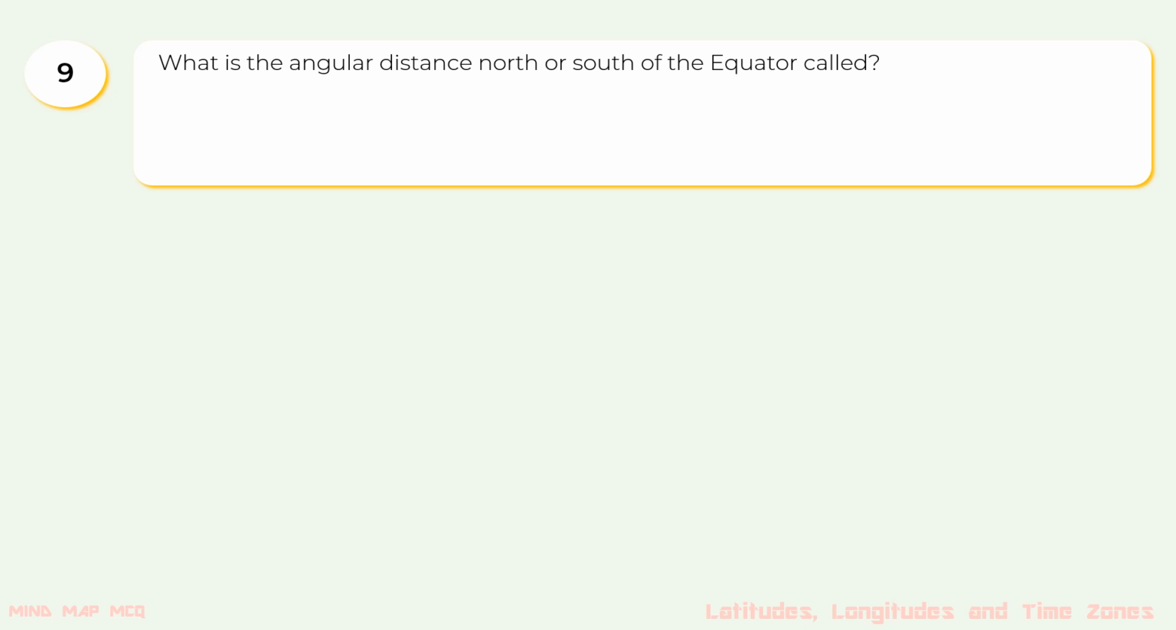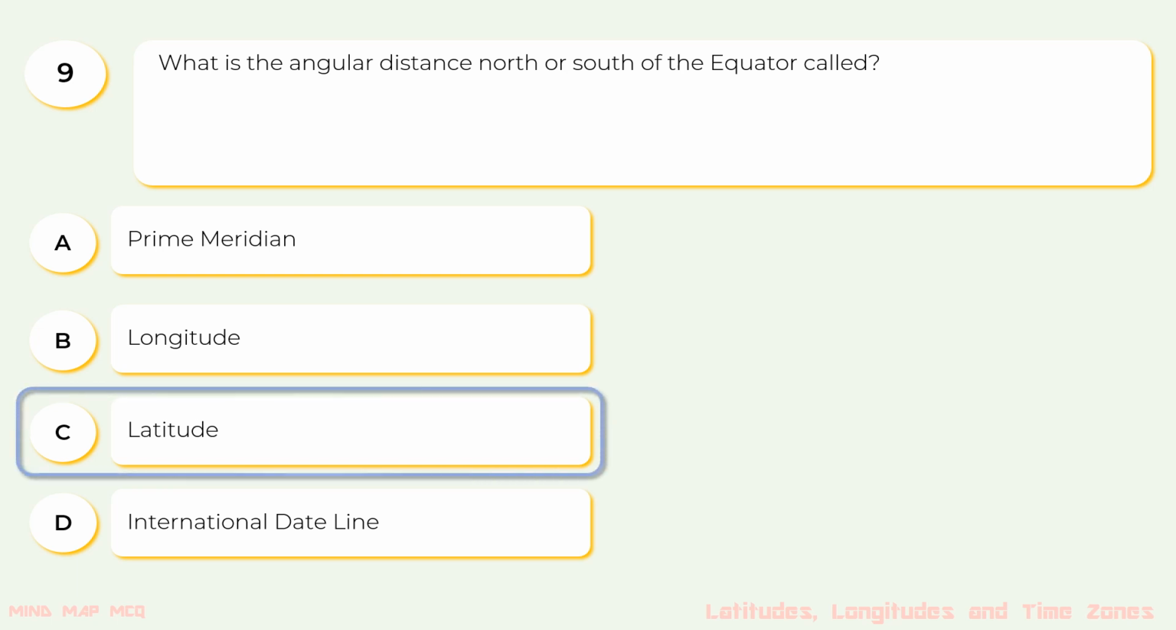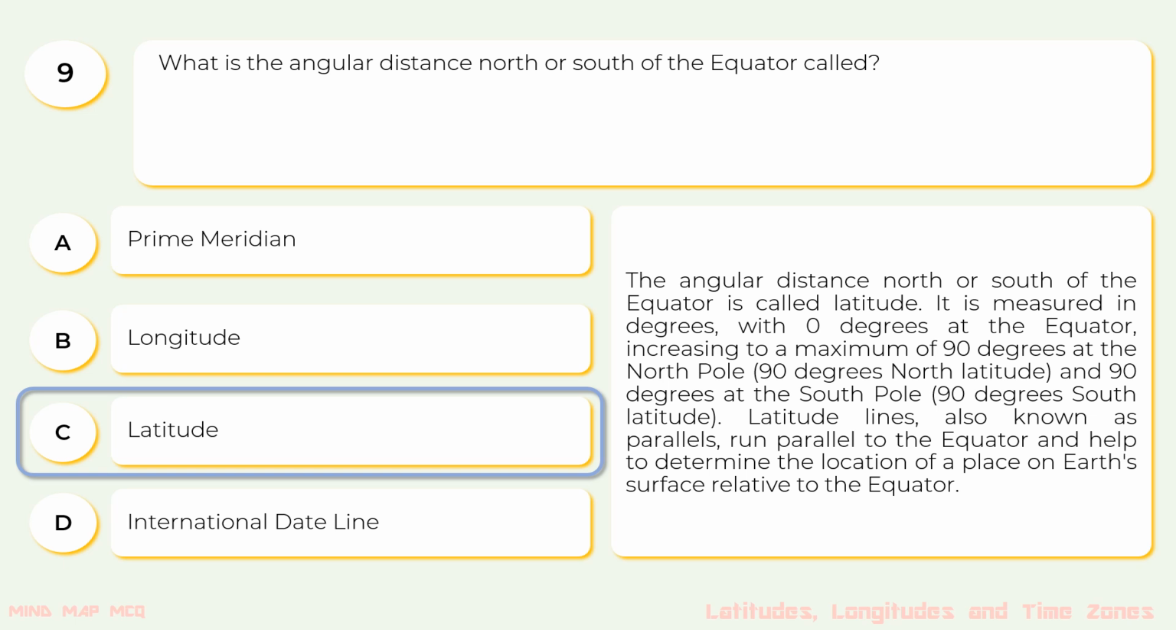9. What is the angular distance north or south of the equator called? The options are A. Prime meridian, B. Longitude, C. Latitude, D. International dateline. The correct option is C. Latitude. The angular distance north or south of the equator is called latitude.